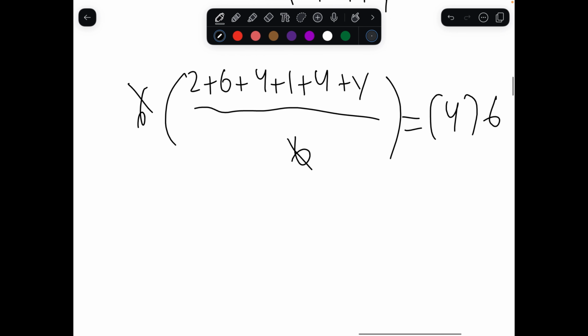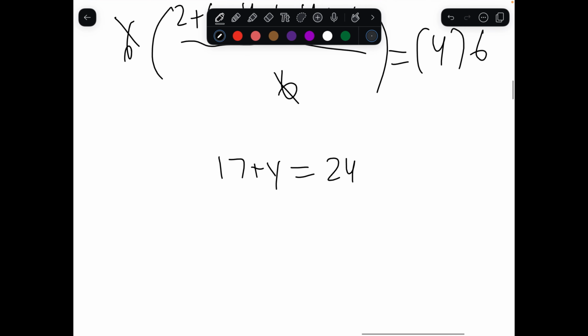And let's simplify the numerator. 2 plus 6 is 8. 8 plus 4 is 12. 12 plus 1 is 13. 13 plus 4 is 17. So that becomes 17 plus y equals 24. And subtracting 17, we get y equals 7.